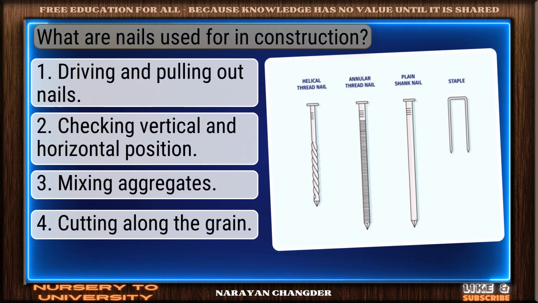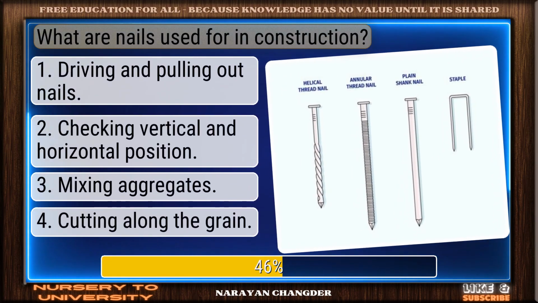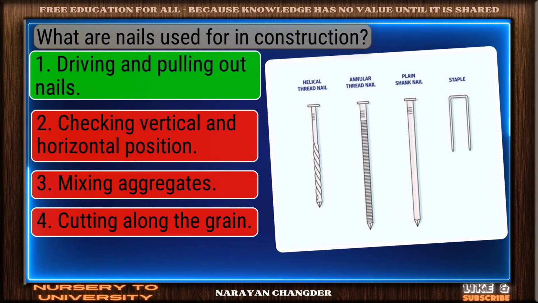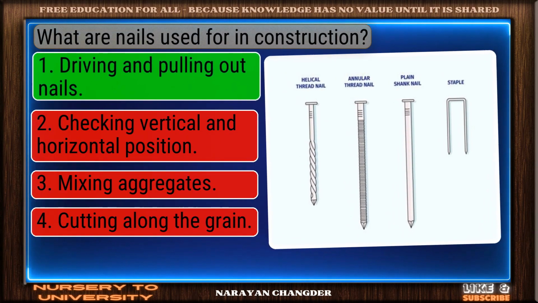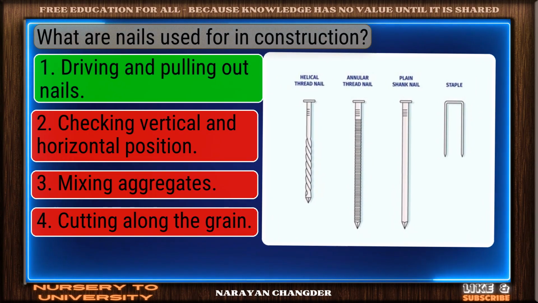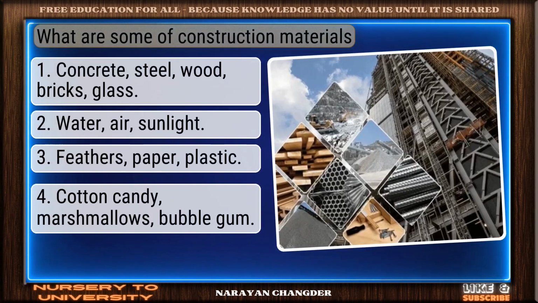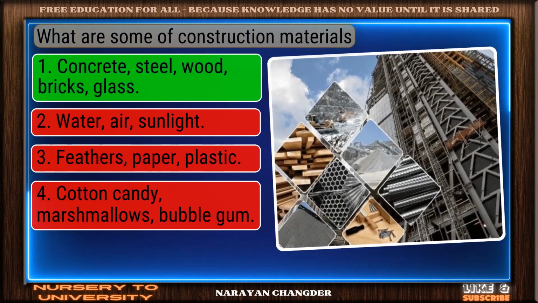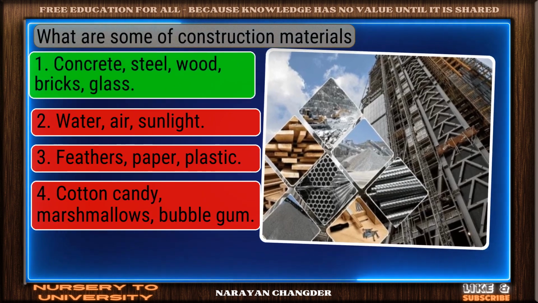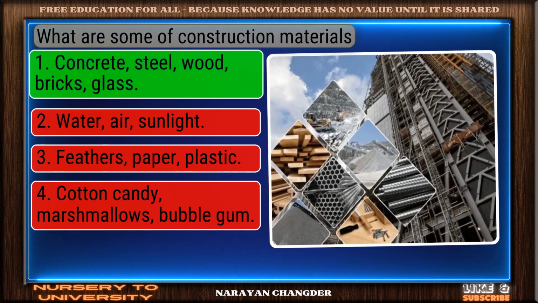What are nails used for in construction? Exactly. Driving and pulling out nails makes sense, and it is right choice. What are some of construction materials? Well done. Concrete, steel, wood, bricks, glass is the right choice.